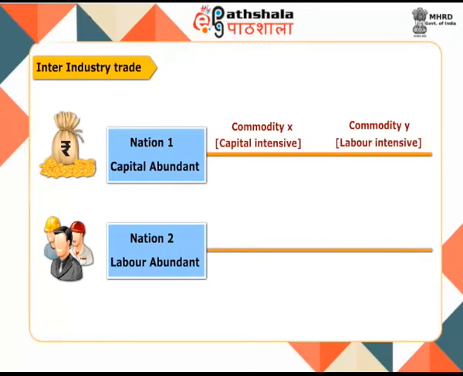If commodity X is a homogeneous product sector, then the trade pattern would look like as shown. Because nation 1 is capital abundant and commodity X is capital intensive, nation 1 would export commodity X and import commodity Y. In the figure, the length of the arrows indicates the values of trade in each direction. The figure shows that nation 1 will export commodity X.